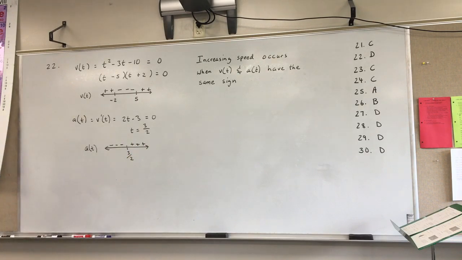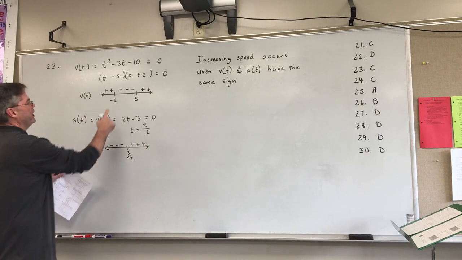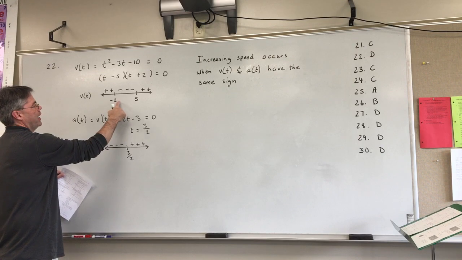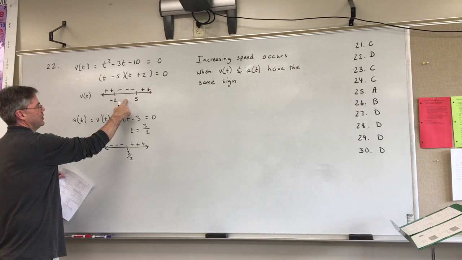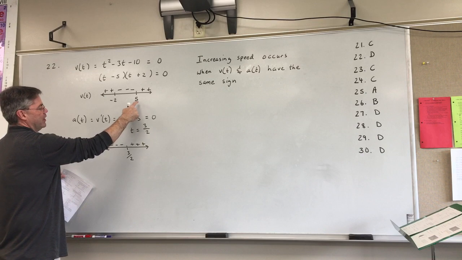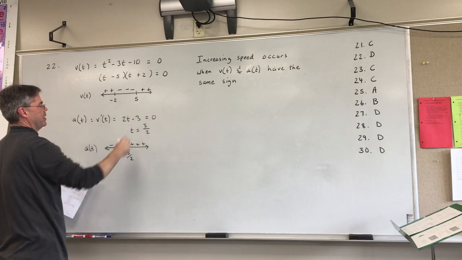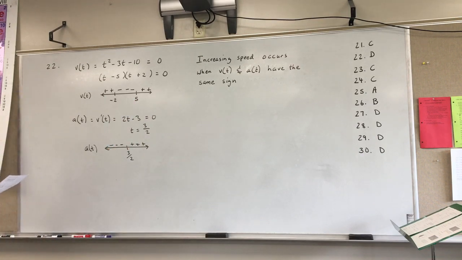Okay, so it's the same sign between -2 and 3/2. Okay, and then greater than 5, they have the same sign. So let's look at our answers. And the one that'll work is answer D.